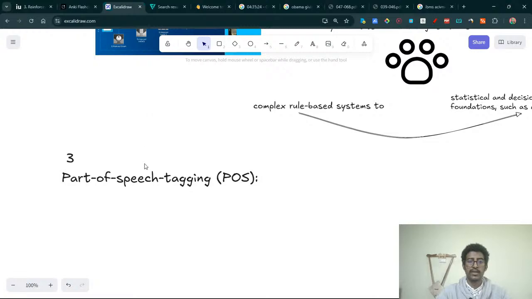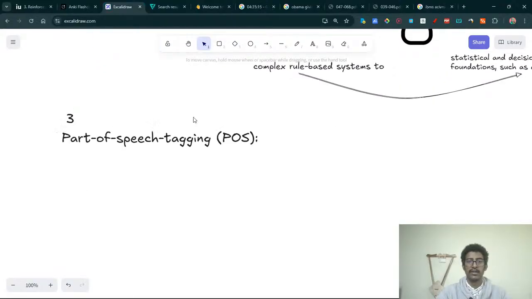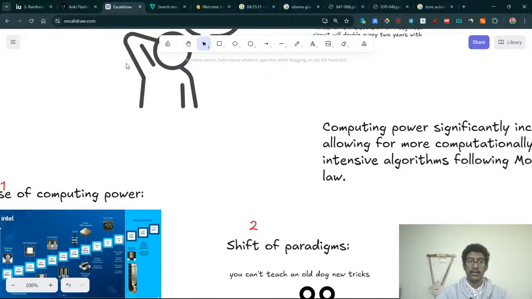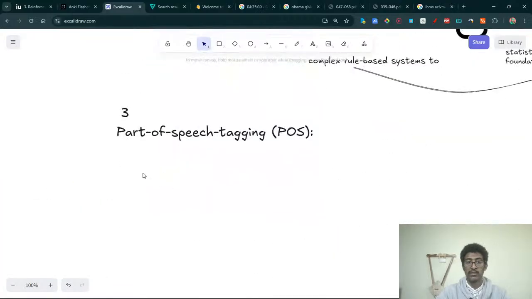So for part of speech tagging, you chunk the words into simple units, like, for example, you have a paragraph, and then for example, we can look into this.